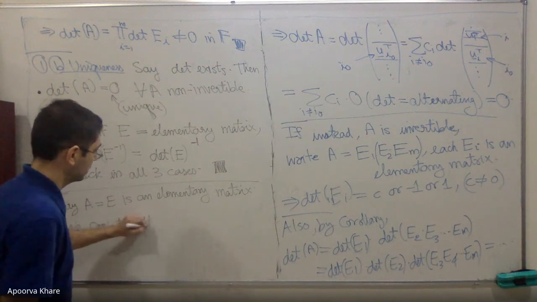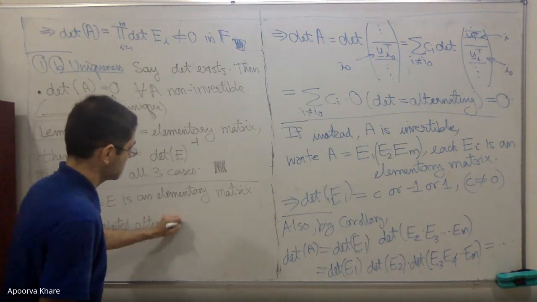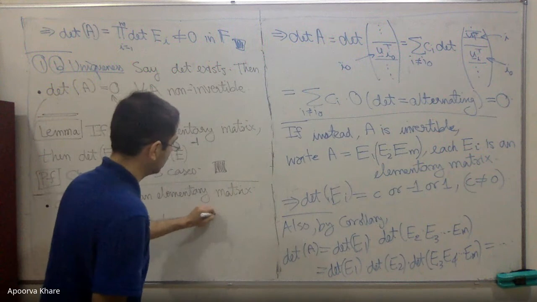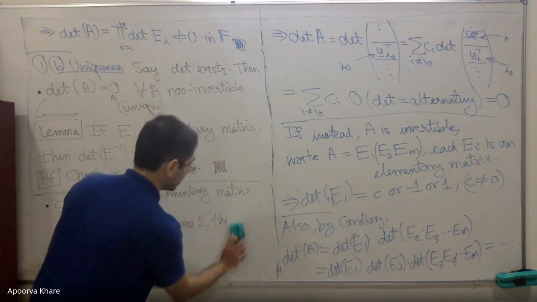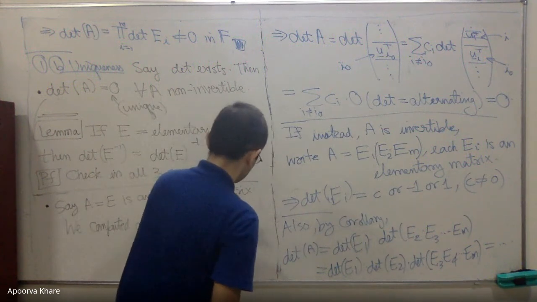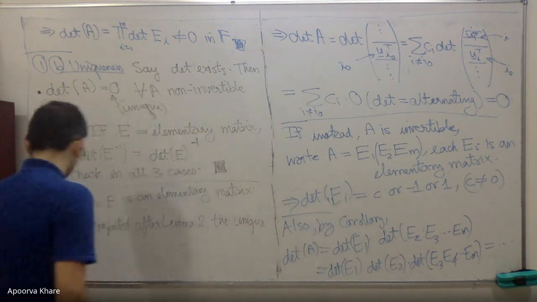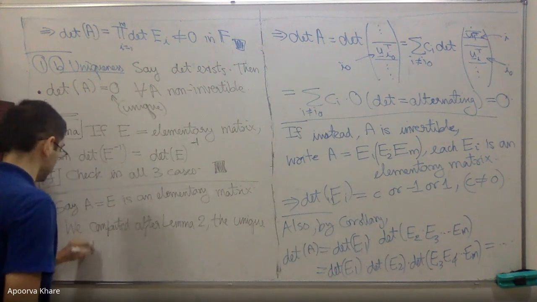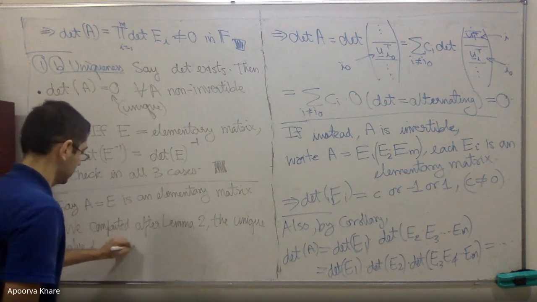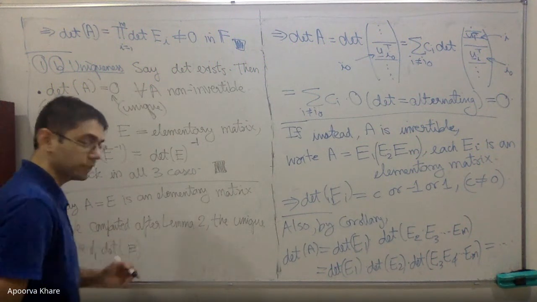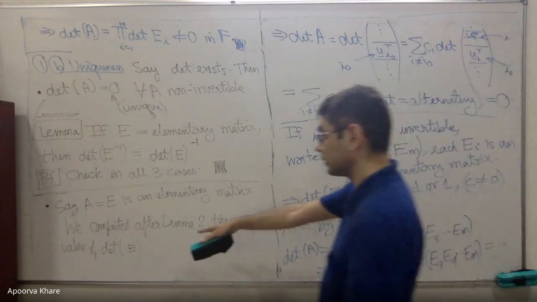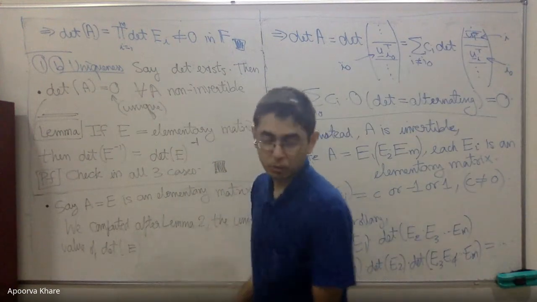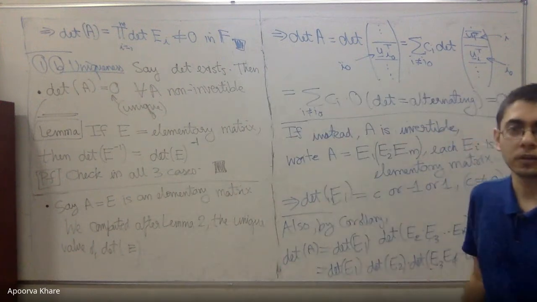After lemma 2, right? Before the corollary and after lemma 2, the unique values of the determinant. Regardless of whether it's of the first kind, the second kind, or the third kind, we computed that unique value of the determinant of E just after lemma 2. So for them, it's unique as well.